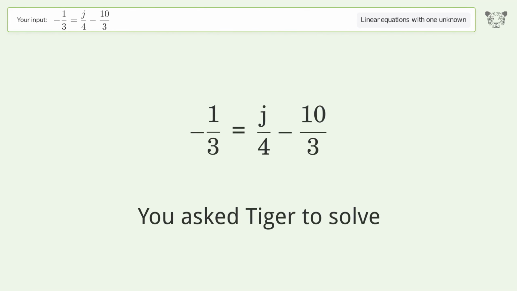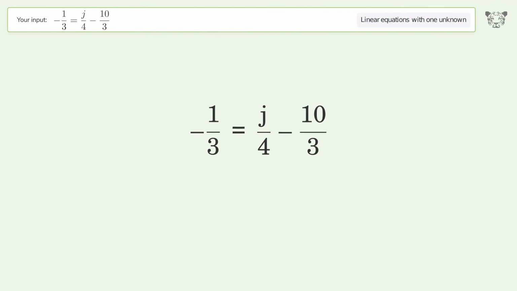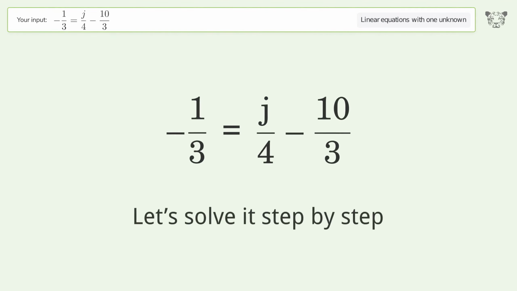You ask Tiger to solve. This deals with linear equations with one unknown. The final result is j equals 12. Let's solve it step by step.